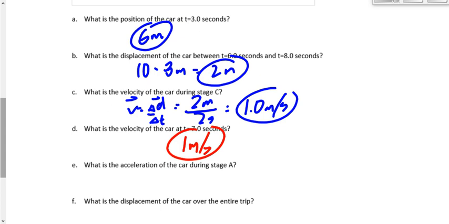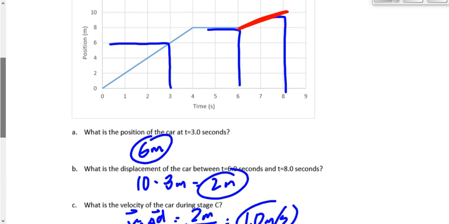Now, question E. This is where lots of people made a mistake. The first common mistake that we see on this assignment. What's the acceleration during stage E? Some people did a slope thing. Some people did a, just pick a point and go y over x thing, whatever.